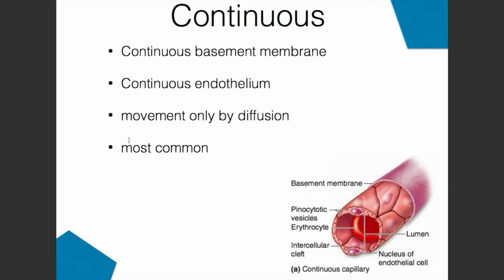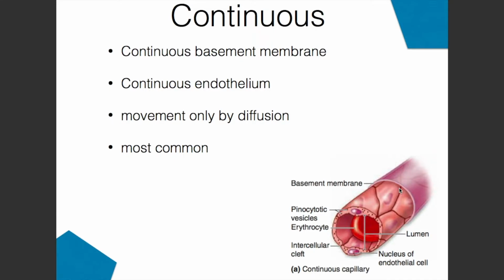So, we'll be starting with types of capillaries, and there are three types of capillaries. The first one is continuous, and basically, the idea of a continuous capillary is that there is a continuous basement membrane as well as a continuous endothelium. So, the basement membrane as well as the cells, the endothelium, are all continuous. So, they're covering the entire capillary, okay?